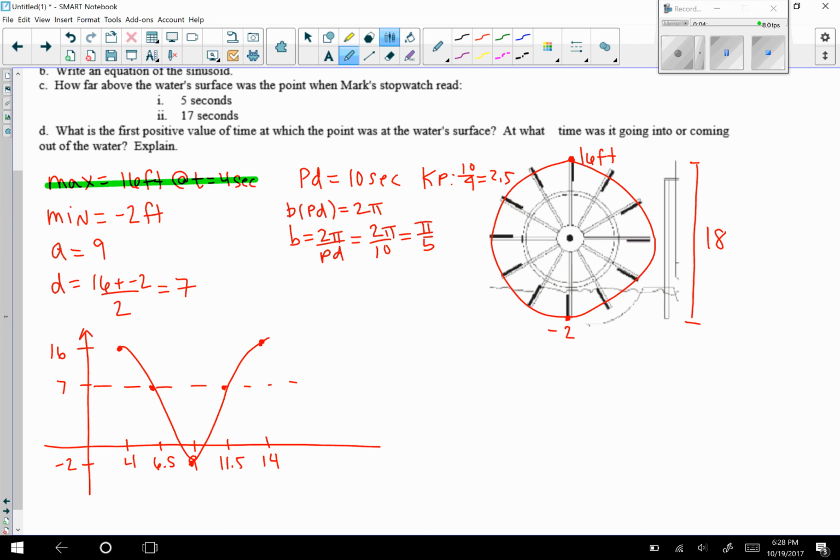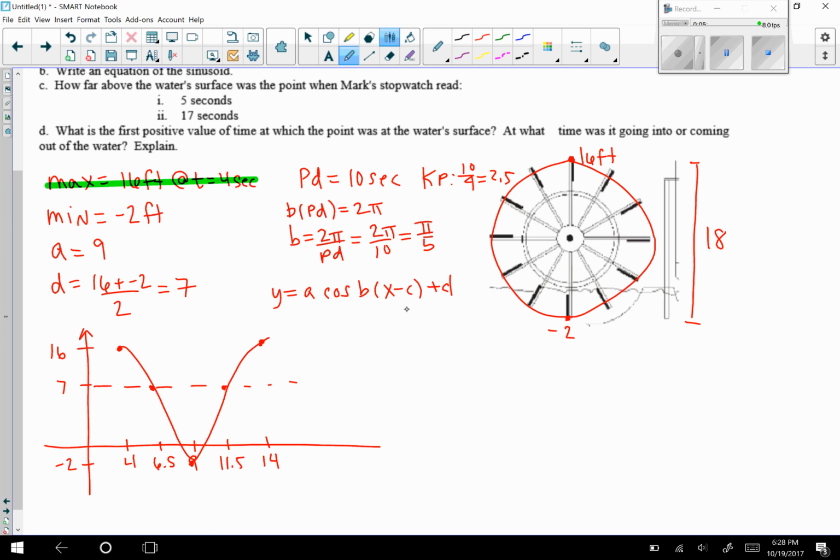Then for part B, it says we want to write the equation for this. Remember our general equation, y is equal to, and I'm going to use a cosine graph because we have a maximum starting here, a times the cosine of b times x minus c, plus d. We already found our amplitude and our midline, and we also found our b value.